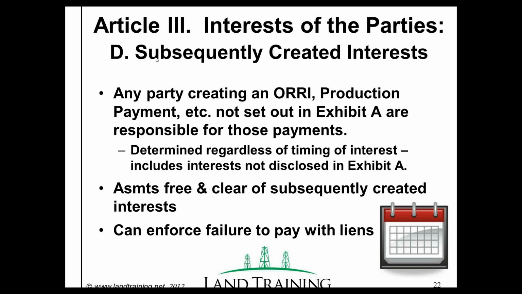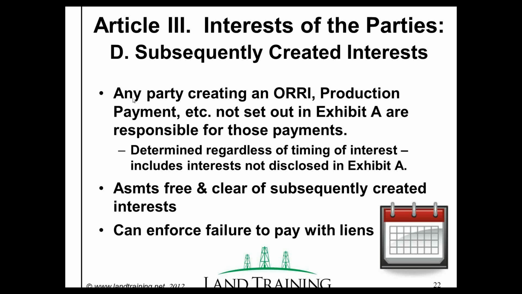Okay, so now this is subsequently created interest. Now we're still in Article 3, but we're under Article 3D. And what it says is that the interests are as they're stated on Exhibit A. If you create anything above and beyond what is stated on Exhibit A, you are responsible for those payments. So this is called subsequently created interest.